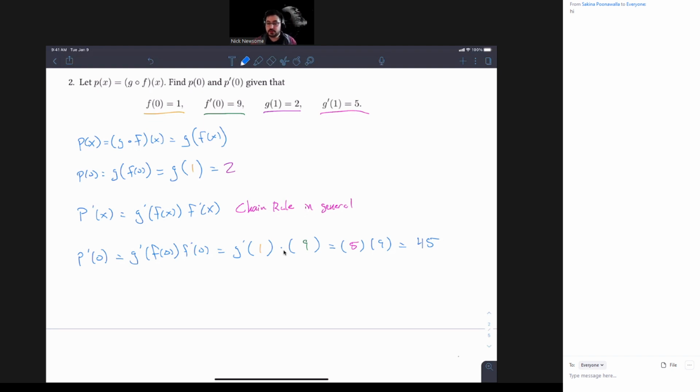This is one of those problems that he likes to put on quizzes. So if there's something about this problem that is unclear, this is the time to ask questions. Any questions about this problem?